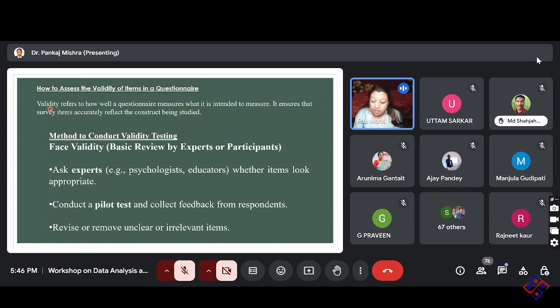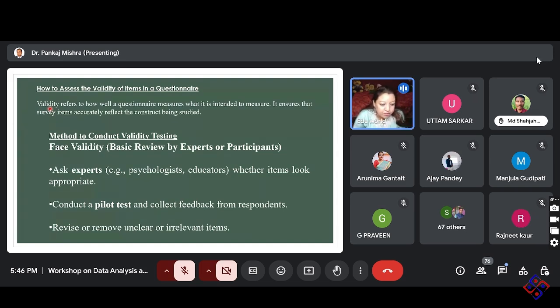As I have already told you, if we are framing questions for an intelligence test, but the test items are actually measuring the personality of the person, it's not serving your purpose. So that is validity. Validity must measure the purpose for which the test has been constructed. Now there are different methods, as I have told already.